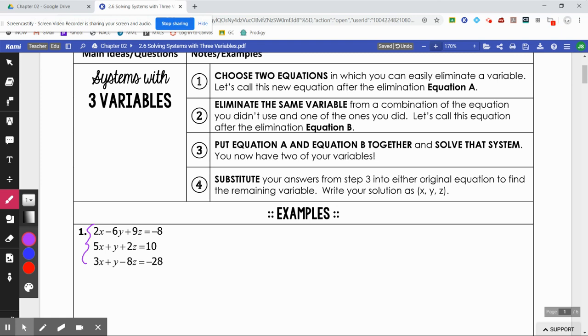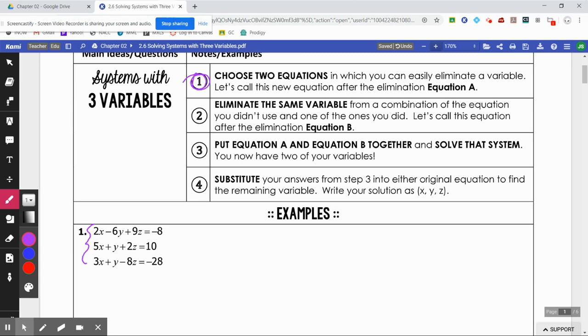Now, the directions here are going to sound so confusing as we go through them, but let's talk about them anyway, and then we'll actually do it. Step number one, choose two equations in which you can easily eliminate a variable. So we're going to group two of the equations together. We're going to eliminate some variable, and we're going to call our resulting equation, just for the simplicity of talking about it, equation A.